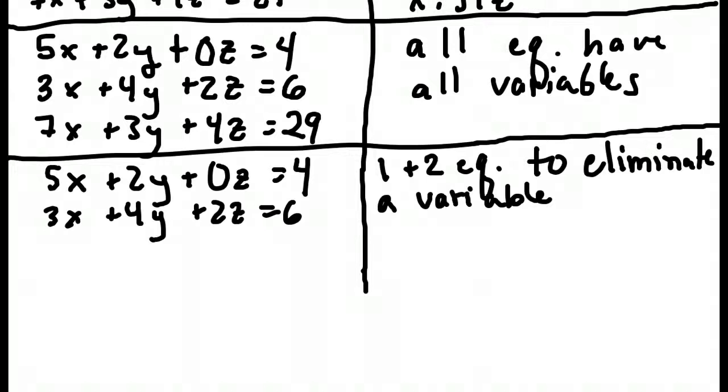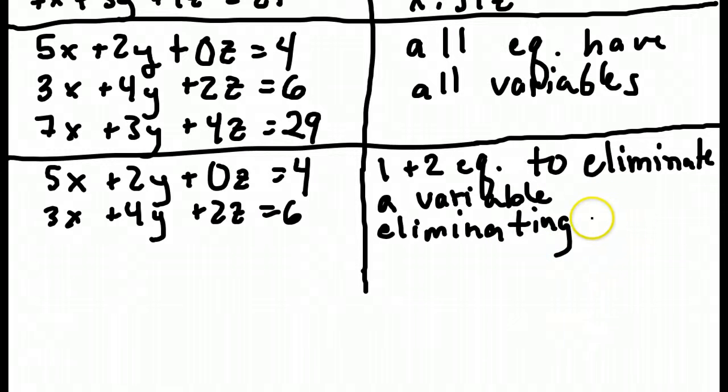We have 2x, 5x and 3x, 2y and 4y, 0z, 2z, 4 and 6. So let's get rid of the y's. What do we need to multiply each equation by to be able to do that? 2 for the top equation. Right. For the bottom. Right. So I'm writing under my notes, eliminating the y.